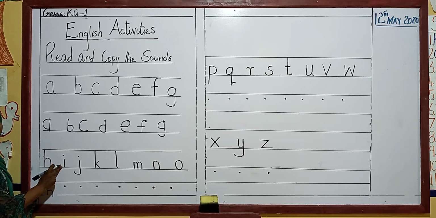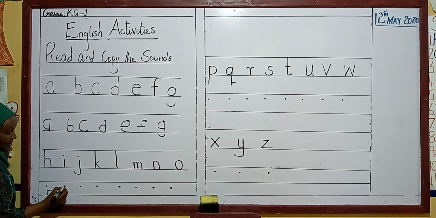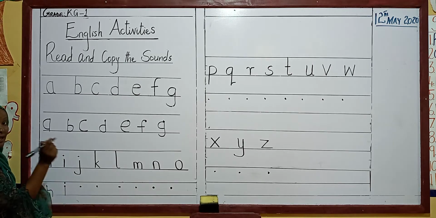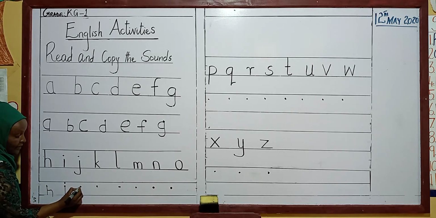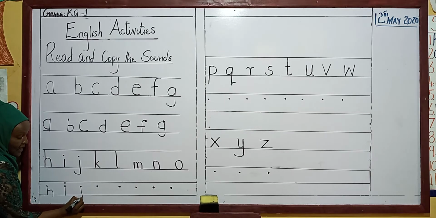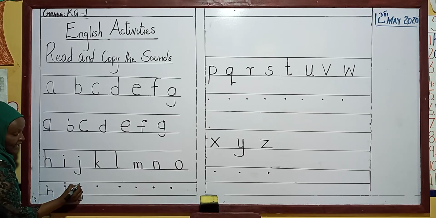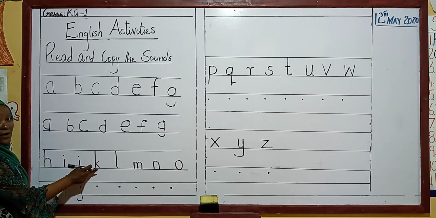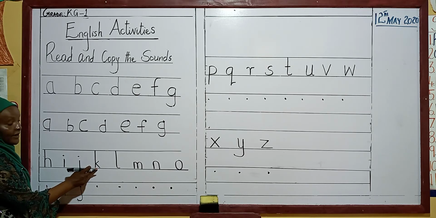I for ink. Pencil on the dot, we are going to write down, a stick and a dot. J for jug. Pencil on the dot, we are going to write down, a side and a dot. K for kite.